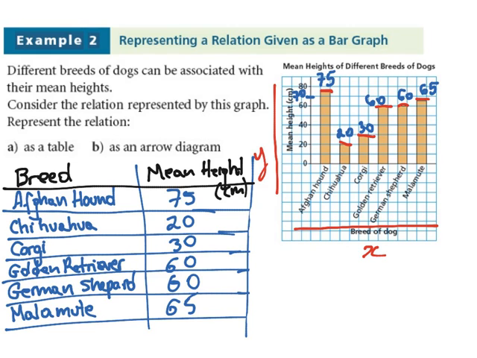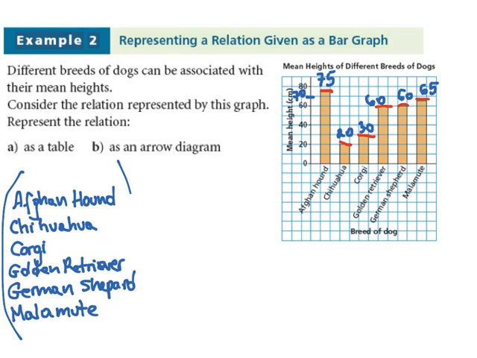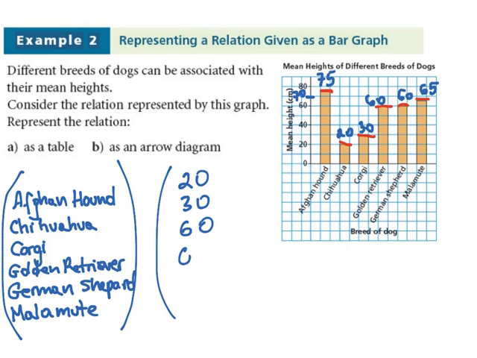So we're going to redraw the names of the dogs, but since there are averages that are common, such as the 60, we are going to just have one 60 for the set of mean heights. So here's the first set of dogs, and now we have a height of 20, height of 30, height of 60, height of 65, and a height of 75.